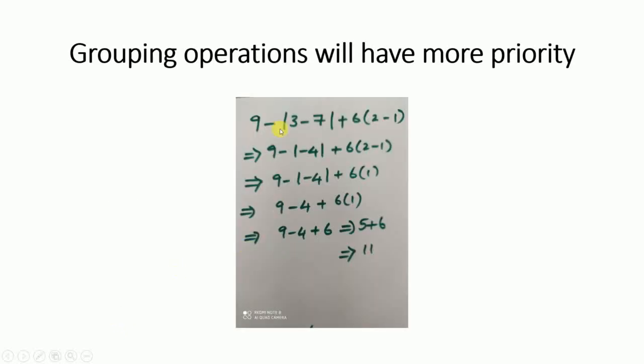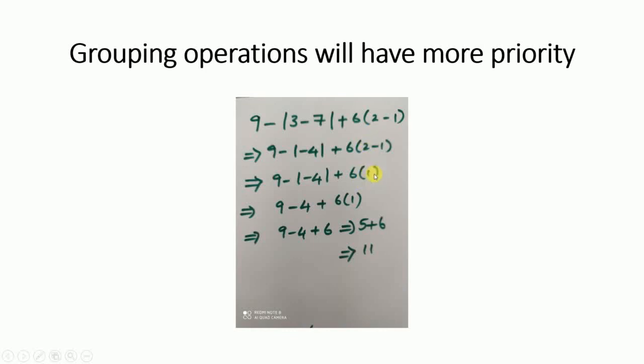So this is a very important rule. Grouping operations will have more priority. There are two grouping operations here. One is the pair of parentheses, which is grouping the numerical expression 2 minus 1. There is an absolute value notation, which is grouping 3 minus 7. So you have to go from left to right. So first this will be performed. This is minus 4, and the absolute value of minus 4 is plus 4. Next this operation will be performed, that is 2 minus 1 is 1.